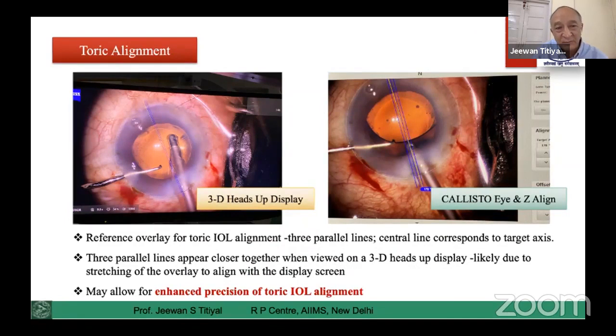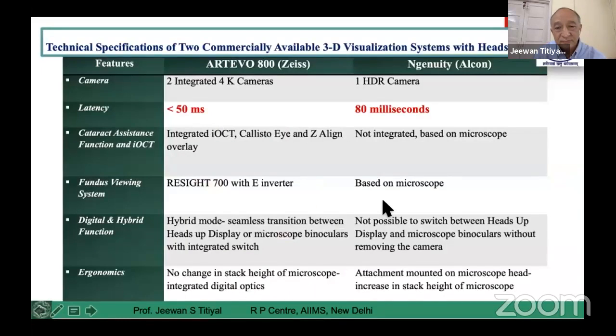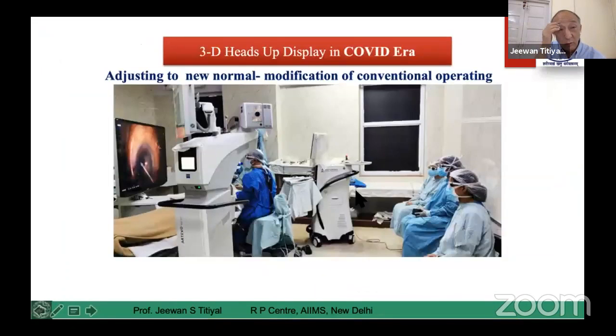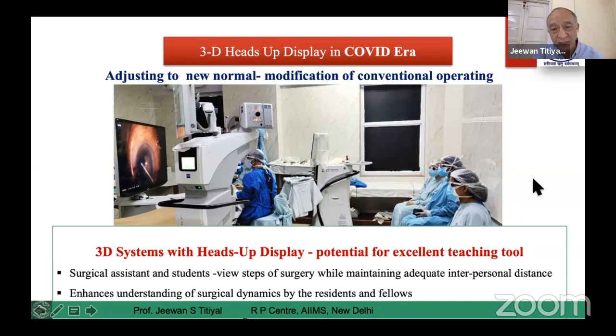In terms of toric alignment, because of high magnification, your three lines become narrower. So your alignment of the toric lens is going to be much more accurate than the normal microscope view as such. I think in a COVID era, off microscope surgery is really helpful. You're away from the patient. Your distance from the patient's eye and yourself is far away, and your assistant can sit far away and see the same surgery. It's been a wonderful apparatus during the COVID time also.